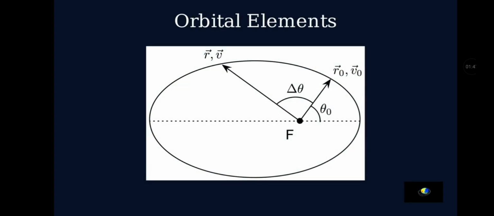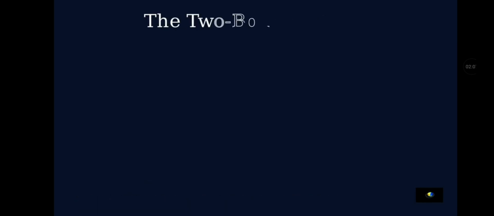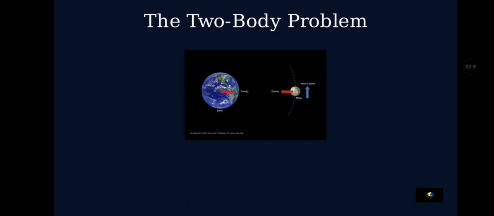The two-body problem is a fundamental concept in orbital mechanics. It simplifies the complex interactions in space by considering only the gravitational attraction between two objects. This model makes several simplifying assumptions. Only two objects are present. They interact only through gravity. They can be treated as point masses, and no other forces are considered. While simplistic, it provides a remarkably accurate foundation for understanding orbital motion.